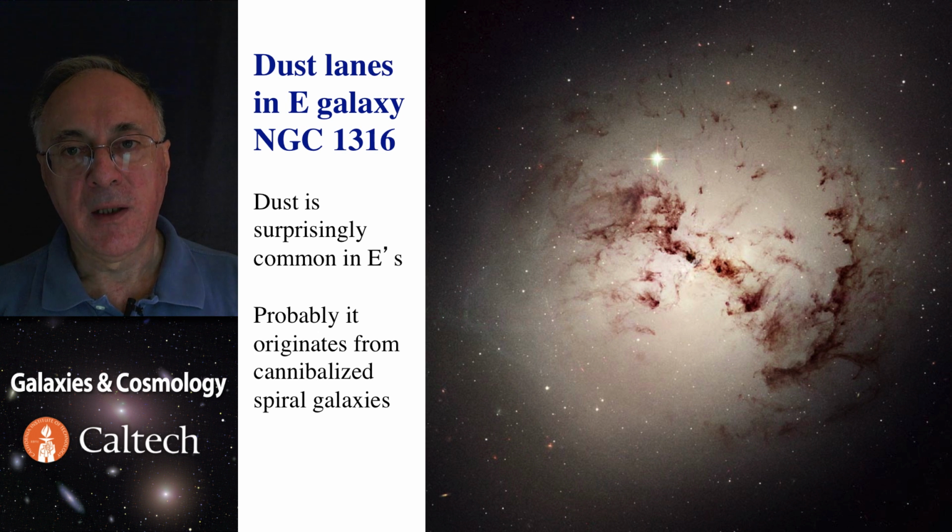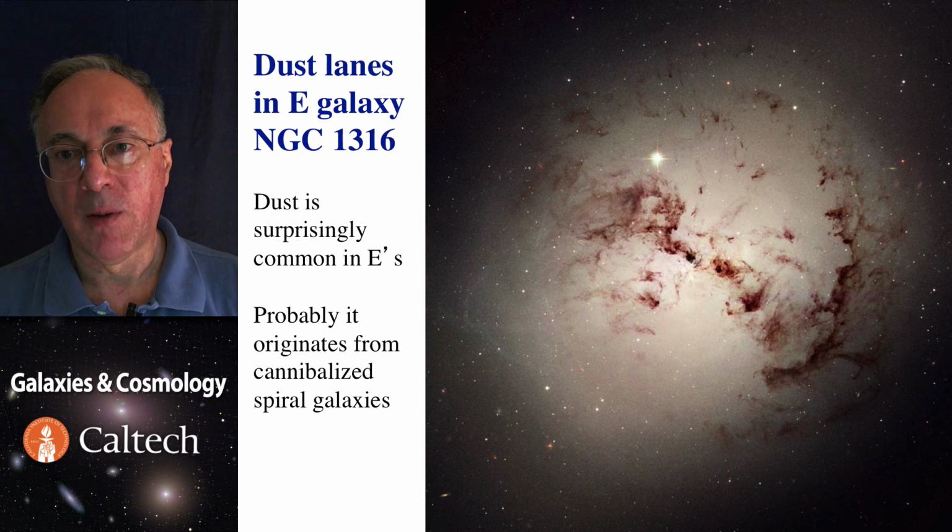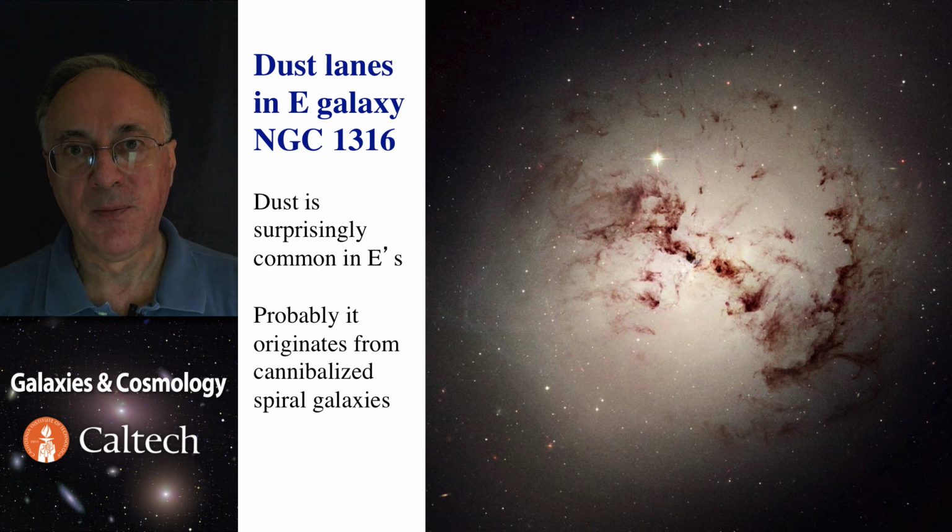And here is a blatant example of dust in elliptical galaxies. This is an elliptical galaxy, NGC 1316, which is in the center of the nearby Fornax cluster. The reason why it has all this dust is that it gobbled up a spiral galaxy which had plenty of dust in its disk, and so that's still being digested somehow.